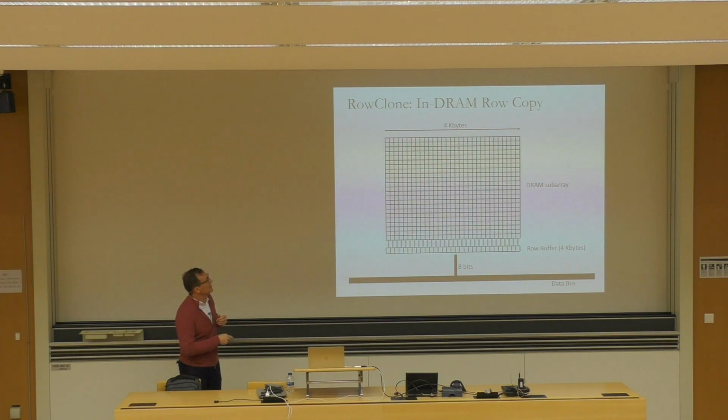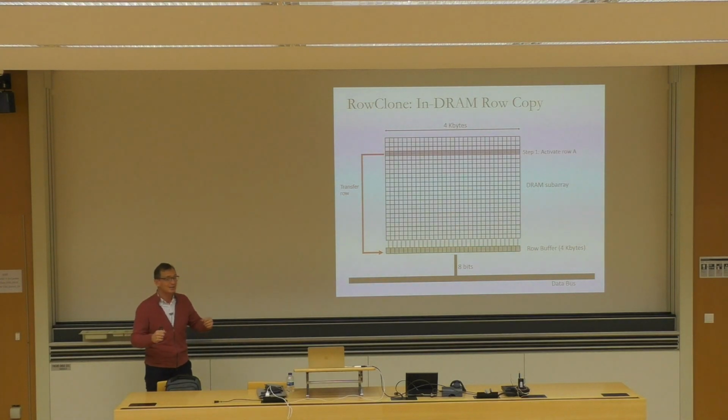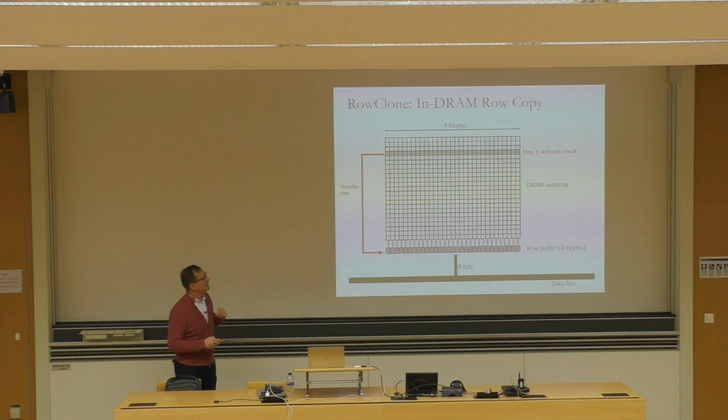Now, the idea of the paper is very simple. If your source page is somewhere in the subarray and the destination page is also somewhere in the subarray, you can copy data from the source page to the destination page by doing two consecutive activates. The first step is to activate the source row, which brings the data into the sense amplifiers. Now the data is stored in the sense amplifiers, it's amplified. Now the second step is to activate the destination row, which implicitly deactivates the source row, but the data is still stored in the sense amplifiers.